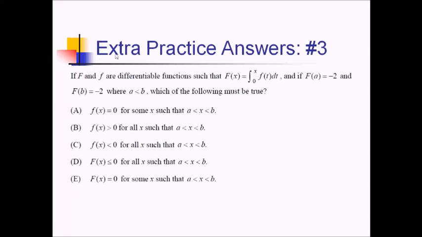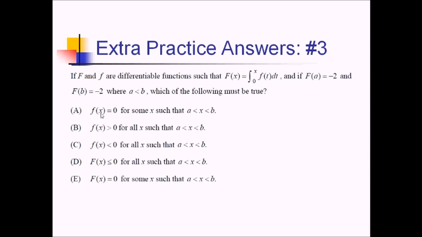For this problem, we're told that big and little f are differentiable functions, and big F is the integral of little f. And we also have two values for big F. At a and b, they're both values of -2. And they're telling us a is less than b. So which is going to be true?